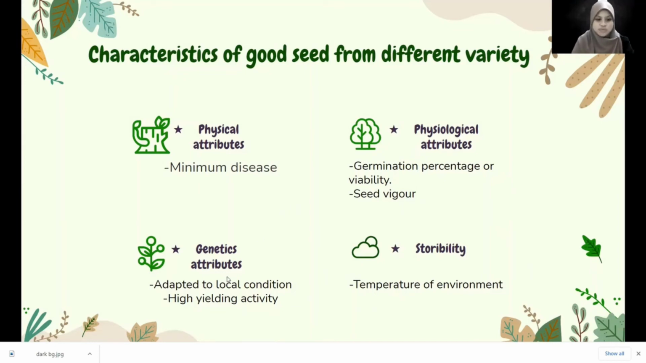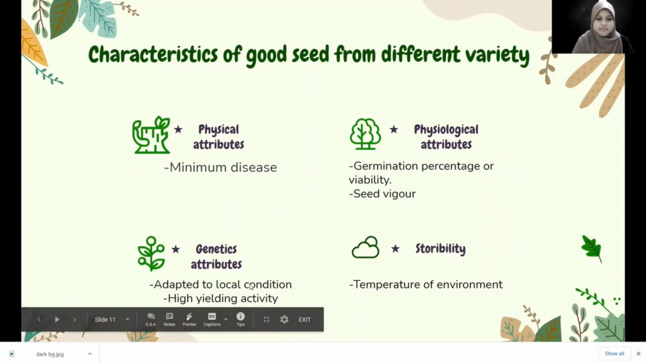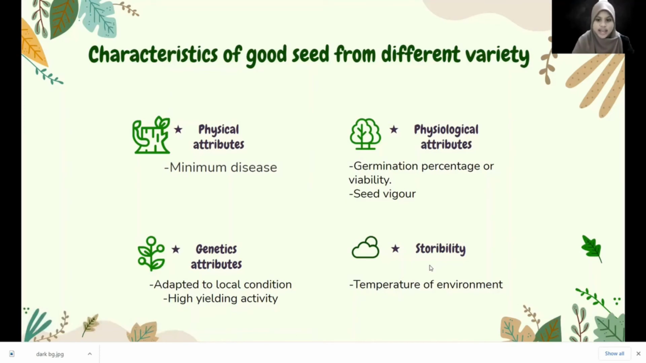For genetic attributes, we want it to adapt to local conditions and have high yielding ability. And the last one is storability. If we have a good seed and we can keep it for a long time, it means that the seed is good and has quality.